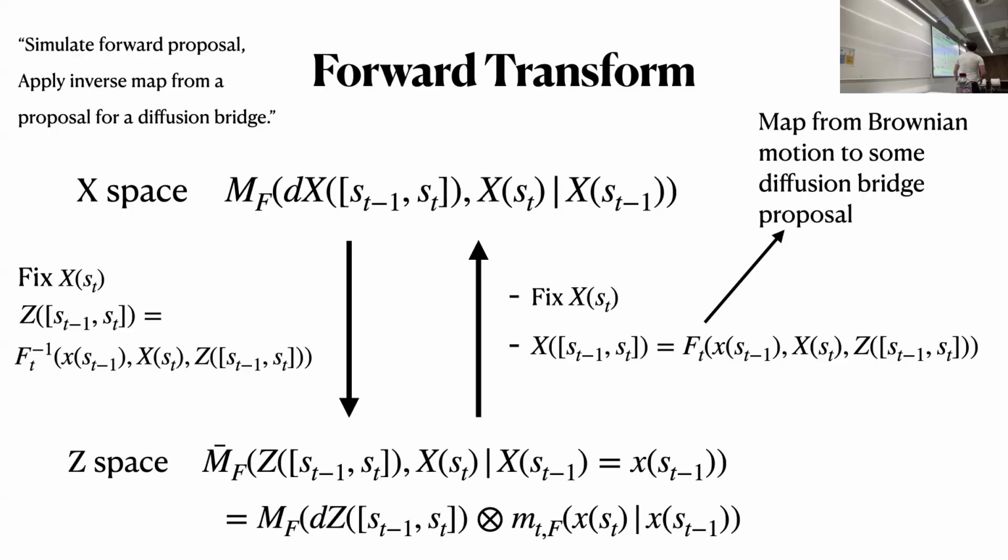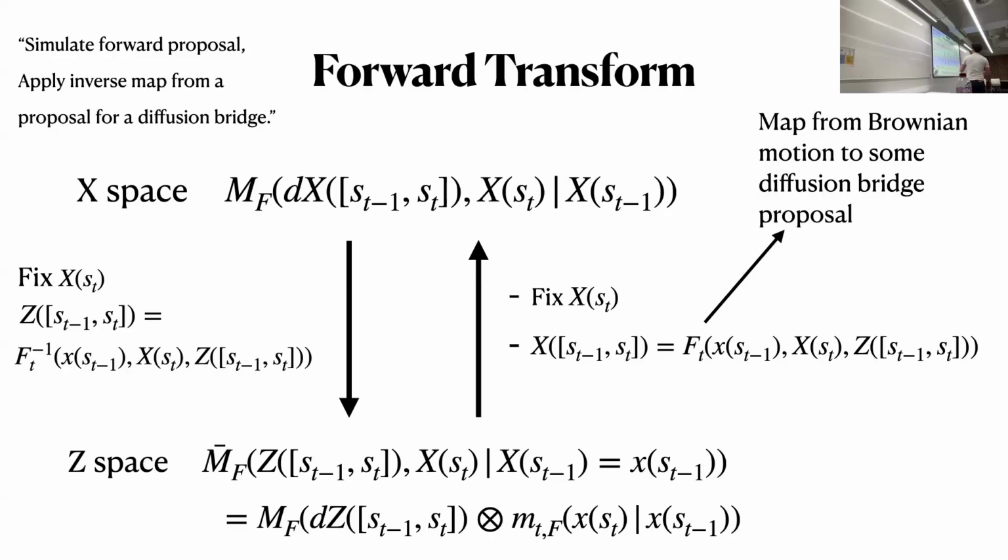And basically that means we need this inverse transform from a solution of a proposal bridge to the Brownian motion. And this requires invertibility of the diffusion coefficient. So this ft minus 1 here is the map from the solution of a proposal for a diffusion bridge back to the Brownian motion. And this essentially involves taking the inverse of the diffusion coefficient.